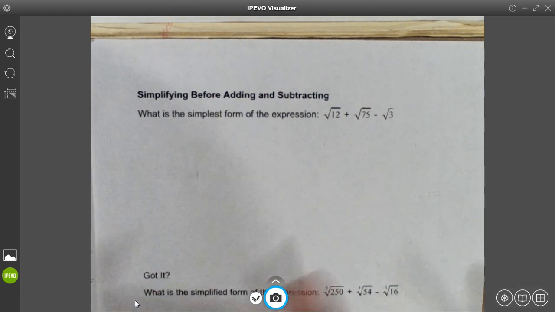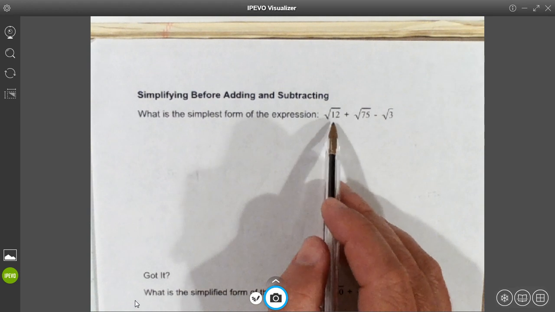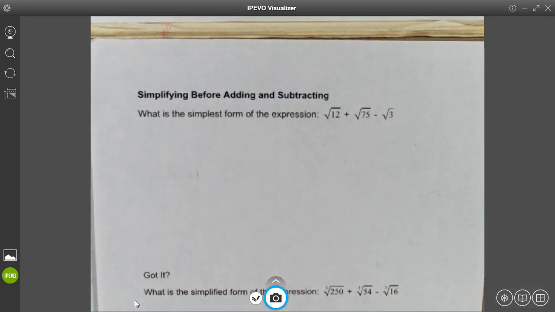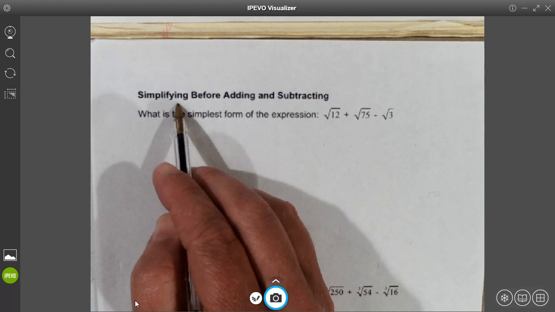What do we do? All right, so let's take a look at this one. It says, what's the simplest form of the expression square root of 12 plus the square root of 75 minus the square root of 3? And you say, yay, we don't have to do anything because they're not like radicals. Wait a minute. What if we look at simplifying these before we add or subtract them?